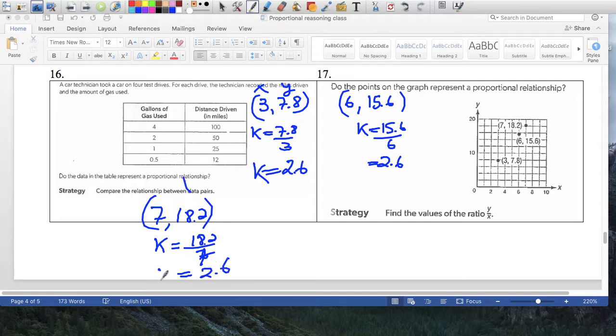And yes. My guess in the beginning was that this is proportional because it will go through the origin, and all the constants of proportionality are the same. So definitely, it does represent a proportional relationship.